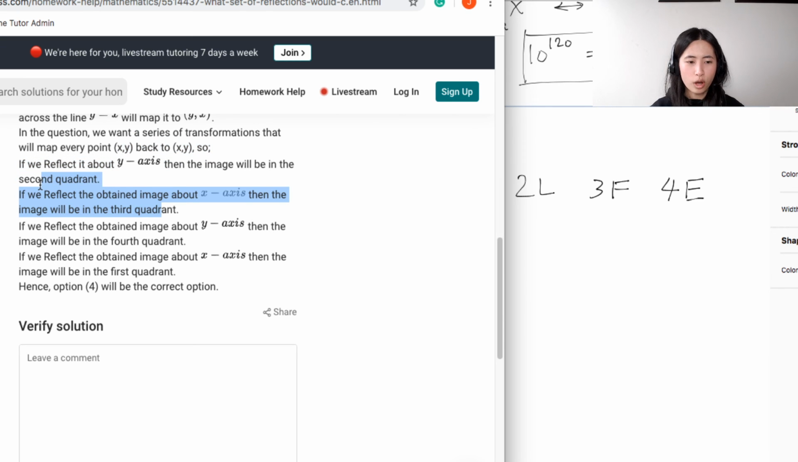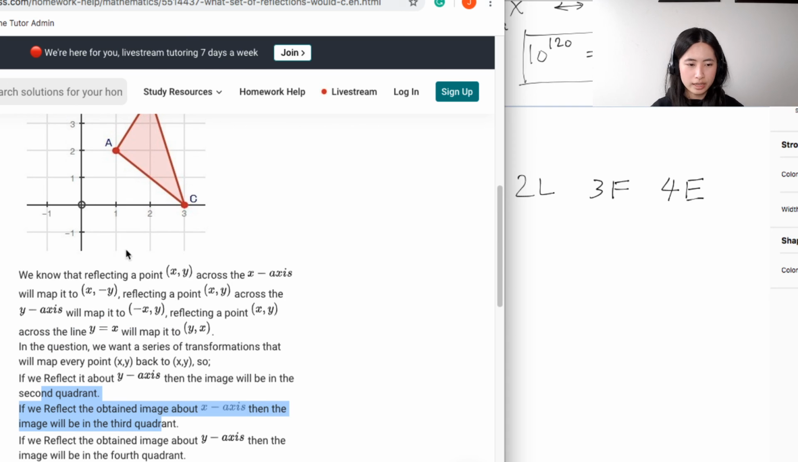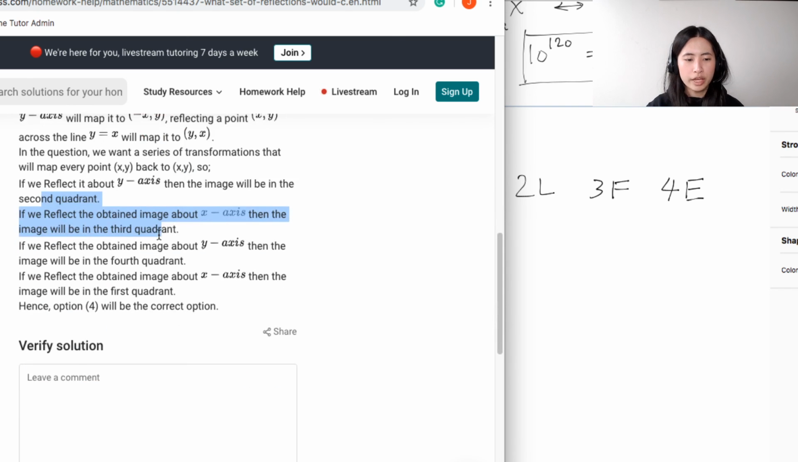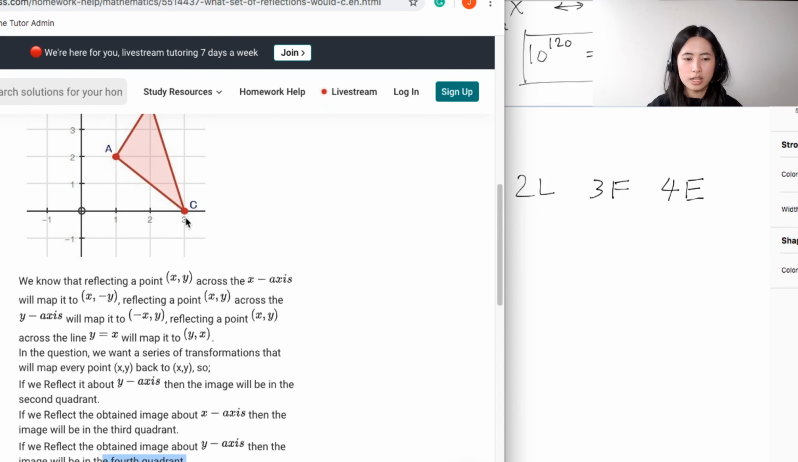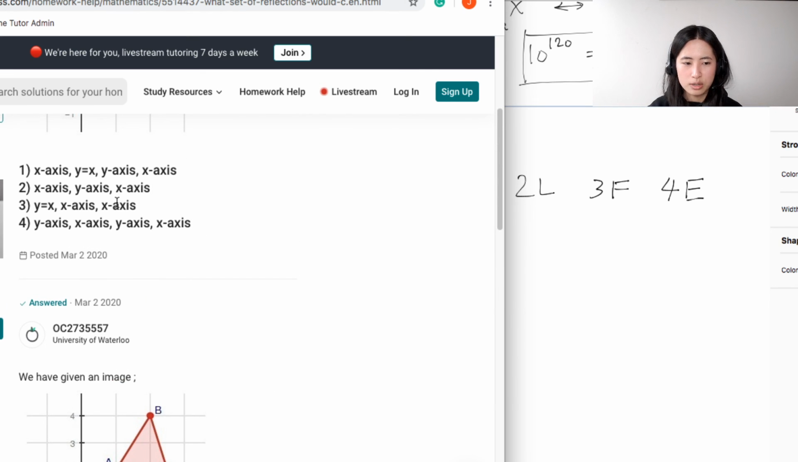And then once it's in quadrant 3, you're going to reflect this again. So from quadrant 3, you reflect on your y-axis, and when you reflect on your y-axis, it's now going to be in quadrant 4, which is here. And then you go back to quadrant 1 because you have another reflection in your x-axis. So that's what they're trying to say here.